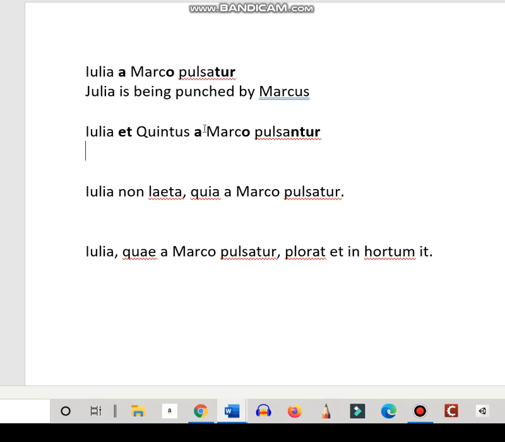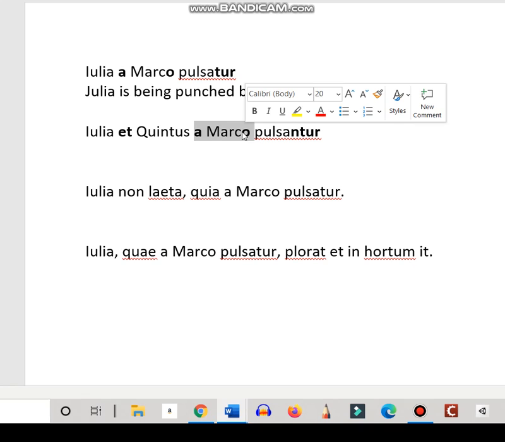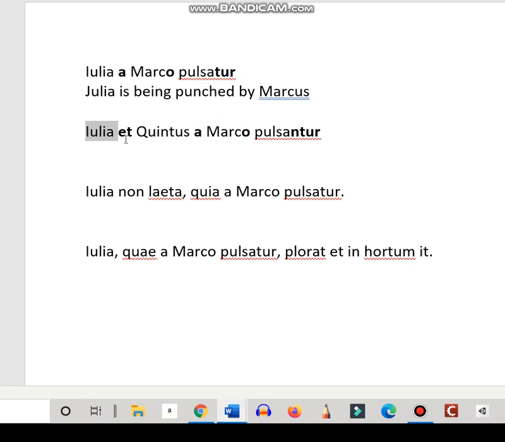Julia et Quintus a Marco pulsantur. So you'll see that the ending for the verb has changed. Why is it changed? Well, it's changed because of the fact that we now have two subjects. We have Julia and Quintus. Notice how they're both in the singular, but together, because they're two instead of one, becomes plural. Notice how it does not become plural or singular based off of how many people are actually doing the punching. It's based entirely off of how many people are being punched.